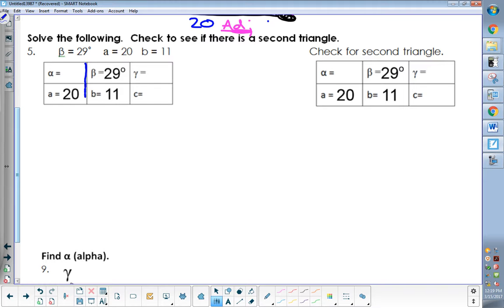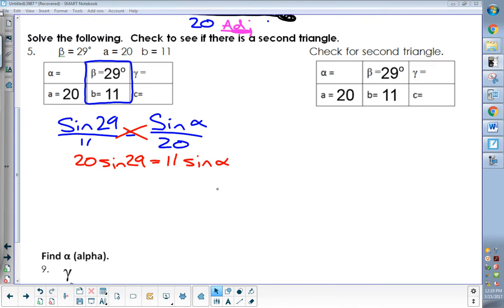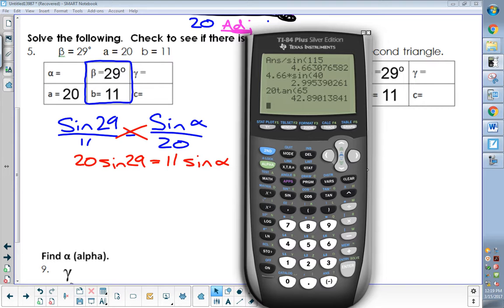If it's that type of problem, I don't like drawing a triangle because it throws me off. So instead, I can just look at this and know that I have a power couple. So I'm doing sine of 29 over 11 equals sine of alpha over 20. I'm going to solve that thing. So if I solve it, I cross multiply these two times those two. So in my calculator, I'm going to take 20 times sine of 29.